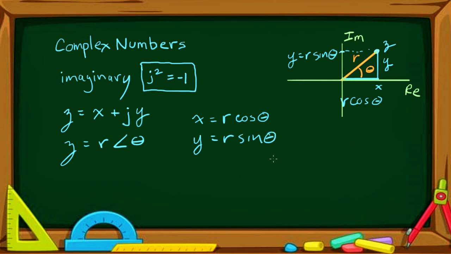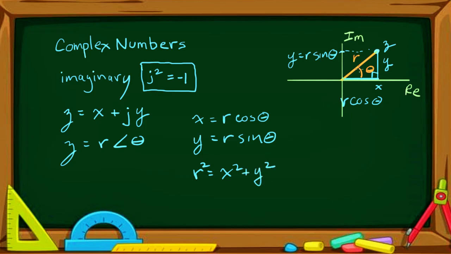Now let's go the other way. Suppose I know x and y, and I want to know r and theta. So r, this is a right triangle here. There's our right triangle, so I use the Pythagorean theorem. So to convert from x and y to r, I use the Pythagorean theorem. r squared equals x squared plus y squared.